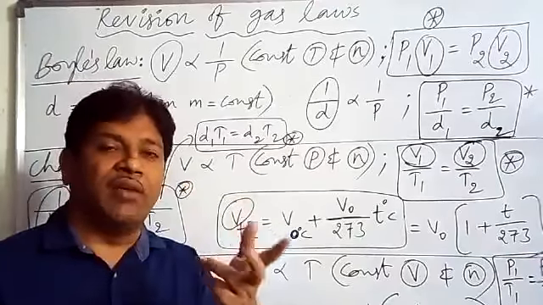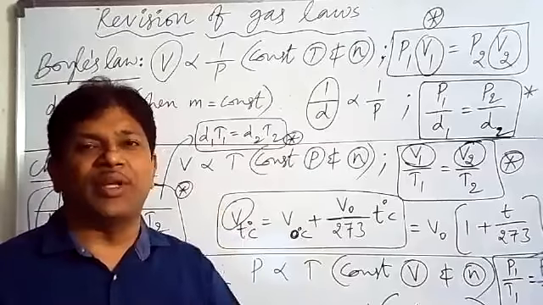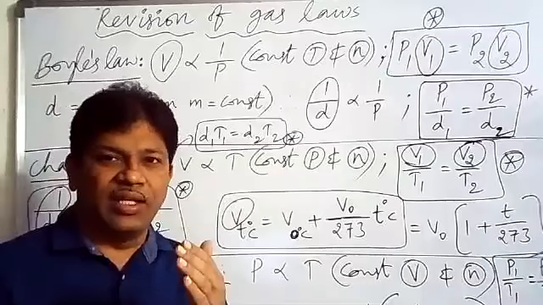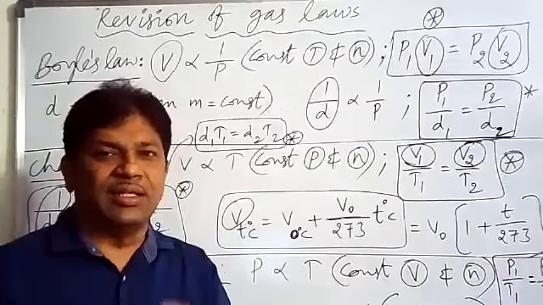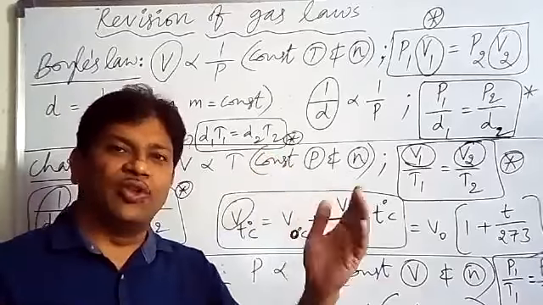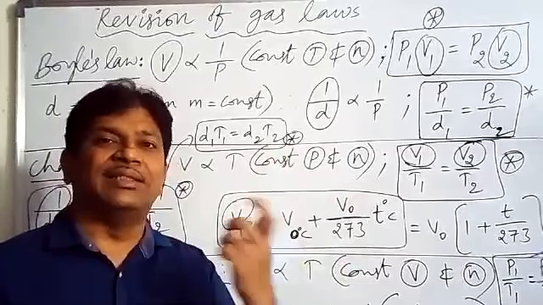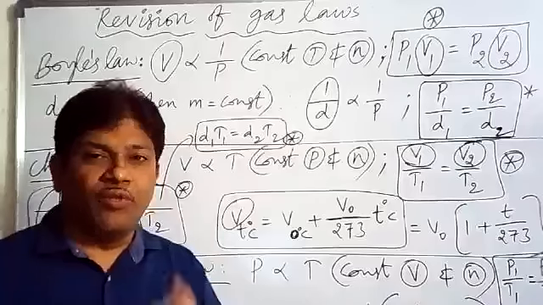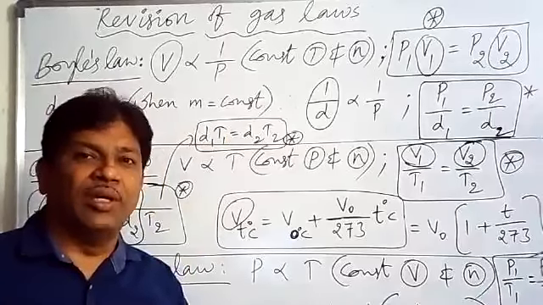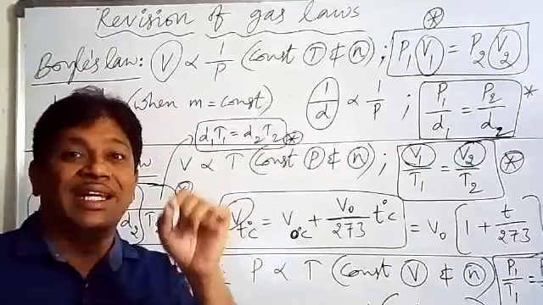Then in the Kelvin scale, what will be increased in the temperature? 1 Kelvin only will increase. If 30 and 31 degrees Celsius are both converted into Kelvin, the increase in temperature will be 1 unit only. So whenever we increase the temperature by 1 unit, 1 by 273 of the volume will be increased.